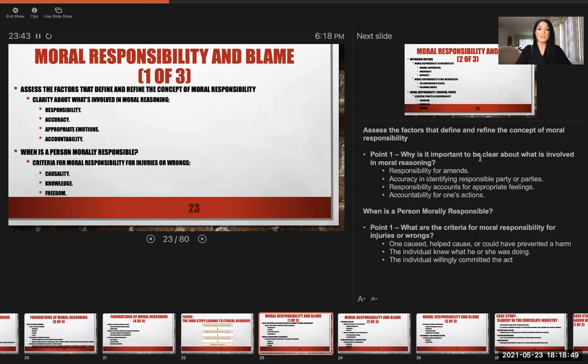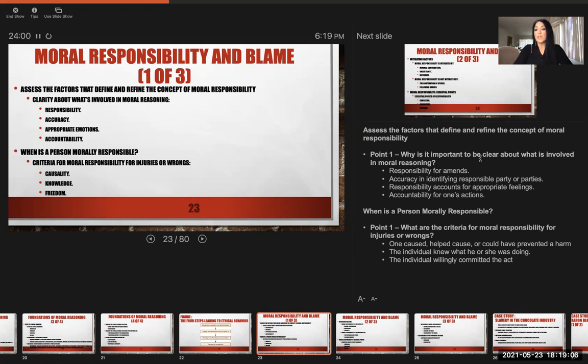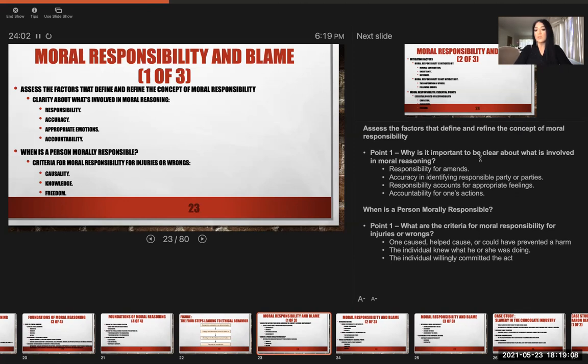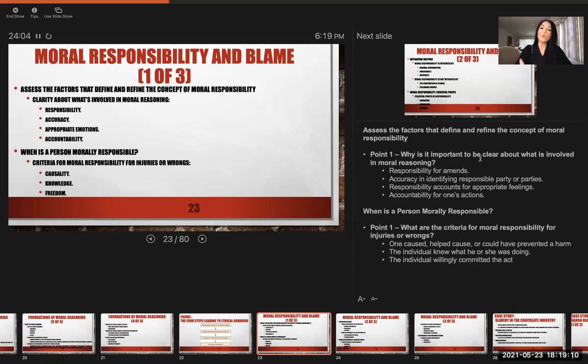Now, moral responsibility and blame. Why is it important to be clear about what is involved in moral reasoning? Well, responsibility for amends, accuracy in identifying responsible parties, responsibility accounts for appropriate feelings, and accountability for one's actions. When is a person morally responsible? What are the criteria for moral responsibility for injuries or wrongs?